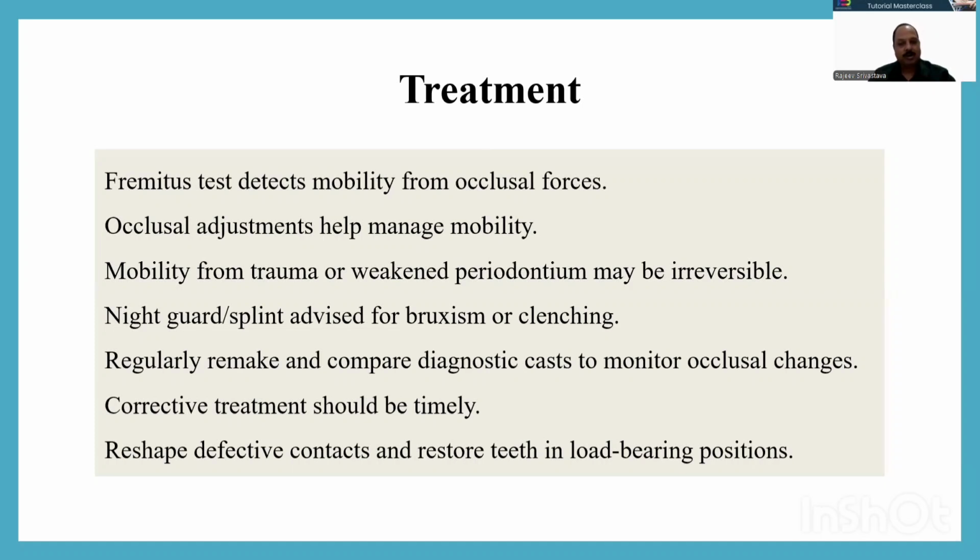So, what is the treatment? Treatment is, as again told, that regular checkups are required if you have multiple crowns. Then reshaping of the crown is required from time to time. Then corrective treatment therapy should again be given from time to time. A night guard can be given in cases where the patient has bruxism or clenching. And mobility from occlusal trauma can be reversible if you can remove the trauma, if you can diagnose this.